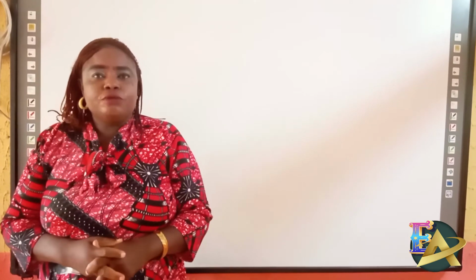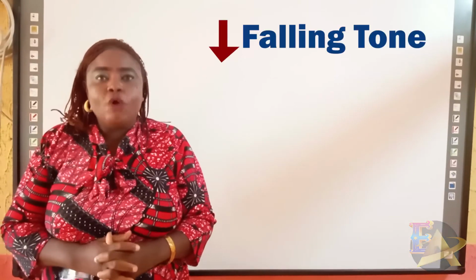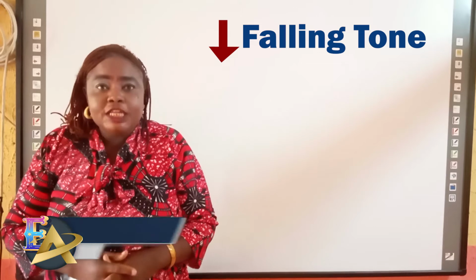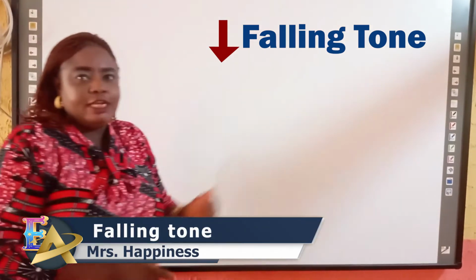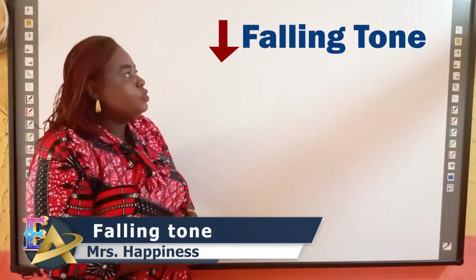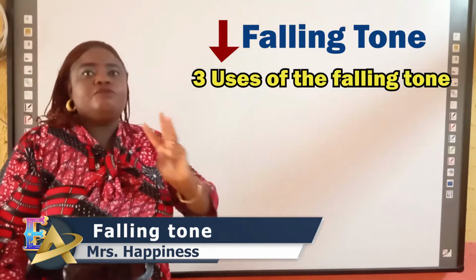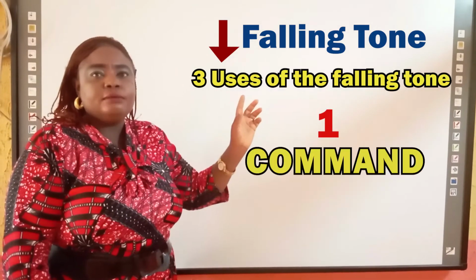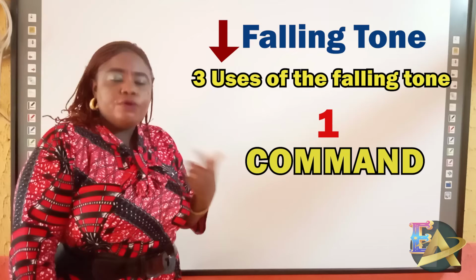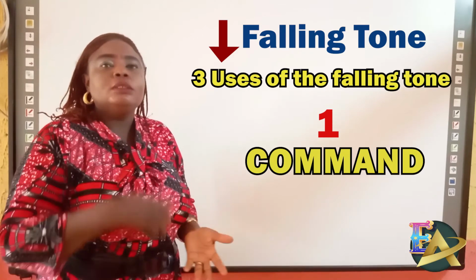And for this week, without wasting time, we'll be moving on to the second tone in the English language, and that will be the falling tone. In the English language, the falling tone is the second tone we have. And under the falling tone, we have 3 good uses. They are, number 1, for command. That is to say, we use our falling tone for command.